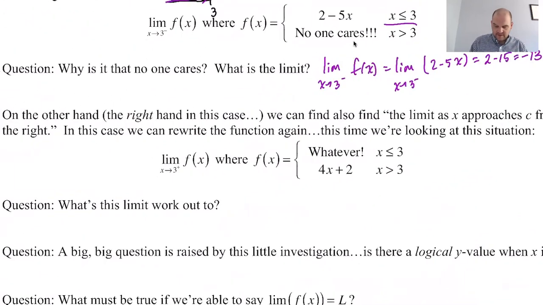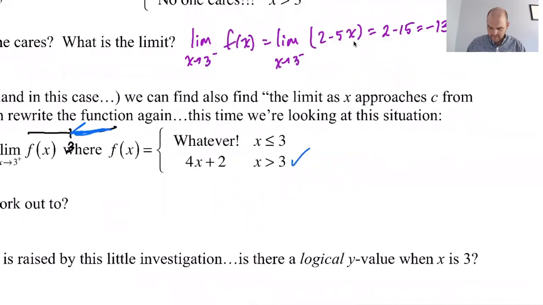So now what we want to do is we want to approach 3 but from the right. And to approach 3 from the right, we have to use the definition that applies when x is bigger than 3. So if you're bigger than 3, you're going to use this part of the definition. We don't even look at the other part. No one cares what it is right now. All we care about is the part when x is greater than 3, because that's how we're going to approach.